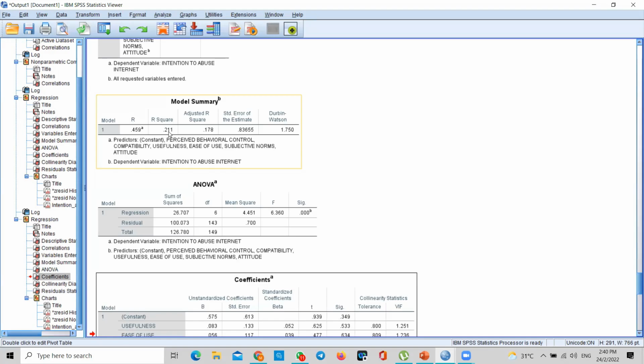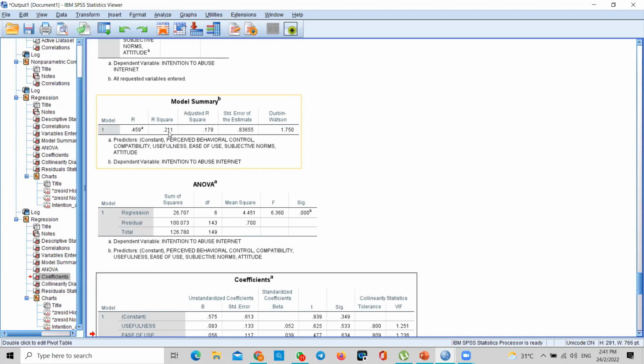Meaning that 79%, or 78%, 79%, say that right? 78.9% of factors have not been captured in this model. So in a way, we can say this model is very weak. If you look at the R-square, this model can explain only 21.1% of internet abuse. The remaining 79% has not been explained in this model.